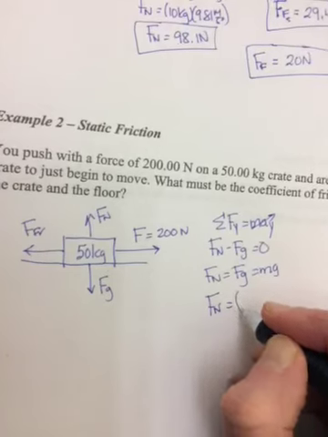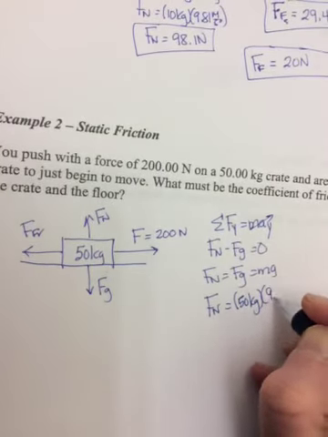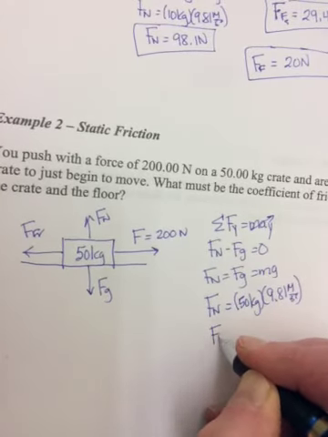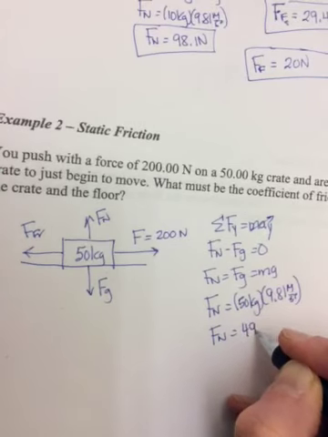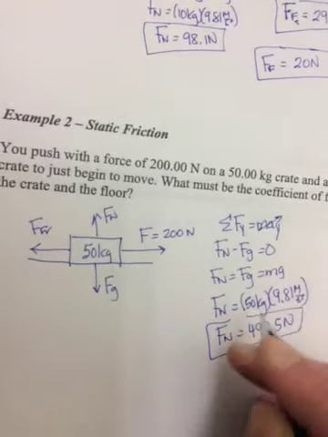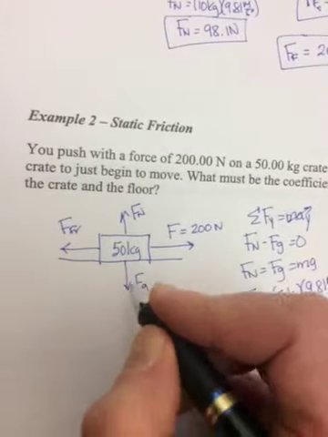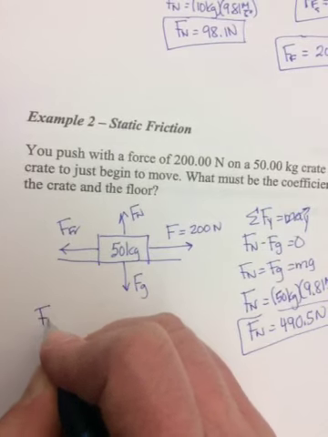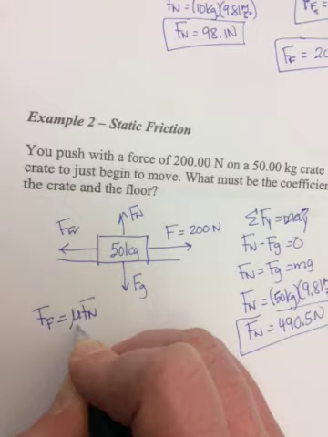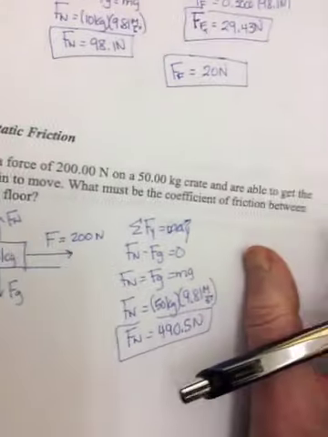Fn will equal, mass was 50 kilograms, g is 9.81 meters per second squared, so the Fn, excuse me, is 490.5 newtons. Okay? So now we want to know what is the coefficient. We could find the coefficient from our friction equation, and we have our Fn, and we're looking for our mu, but we don't have our friction. So we can't use this equation yet.